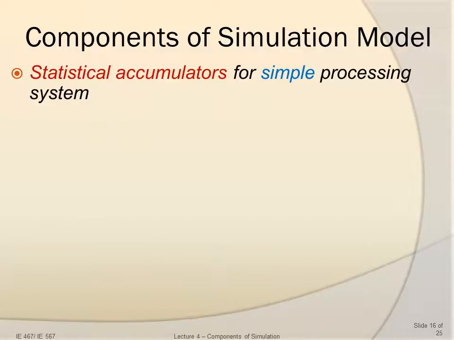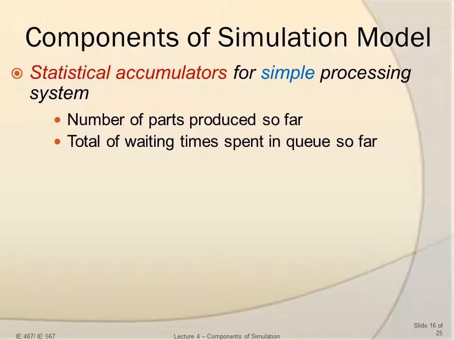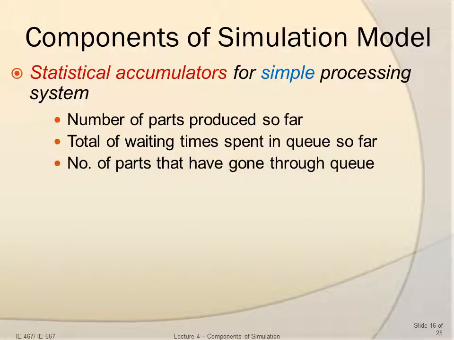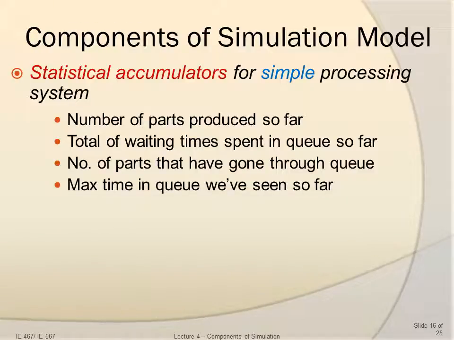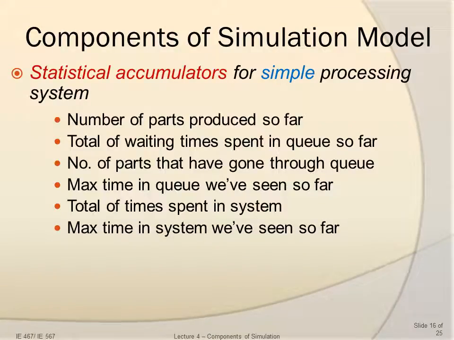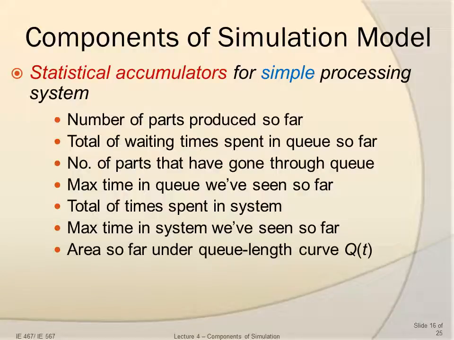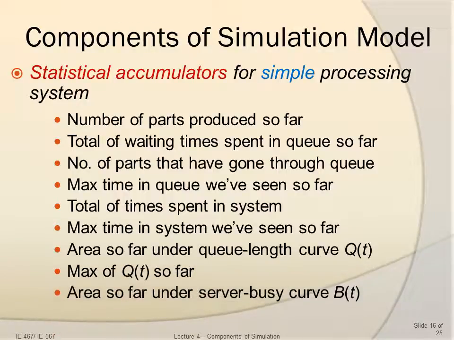So, statistical accumulators for a simple processing system: number of parts produced so far, total waiting time spent in the queue so far, number of parts that have gone through the queue, maximum time in queue we've seen so far, total of times spent in system, maximum time in system we've seen so far, area so far under the queue length curve Q(t), maximum of Q(t) so far, and area so far under the server busy curve B(t).